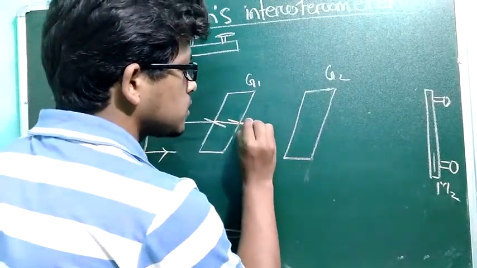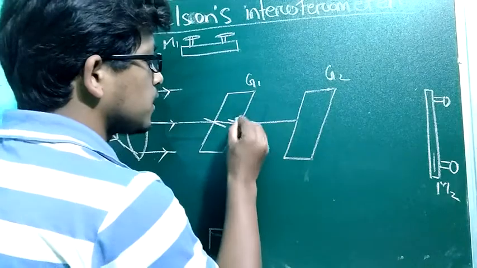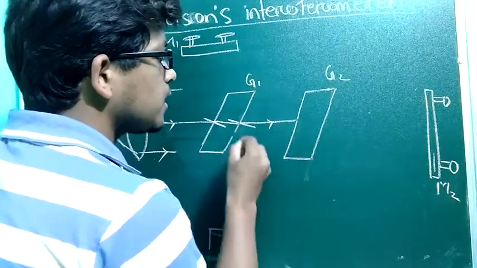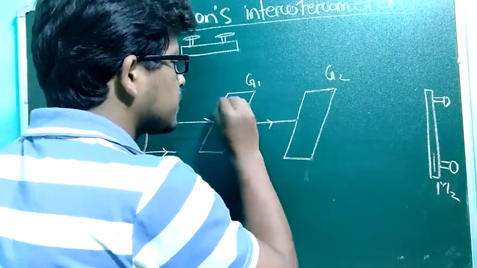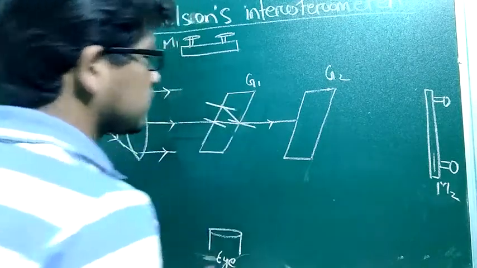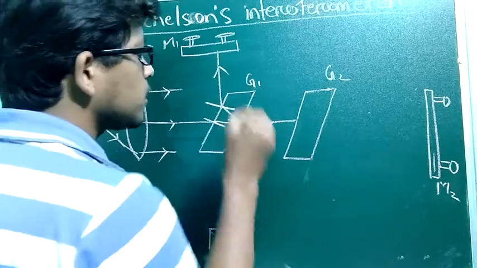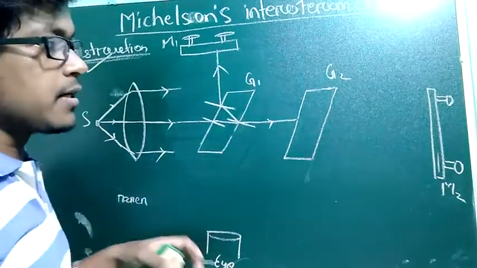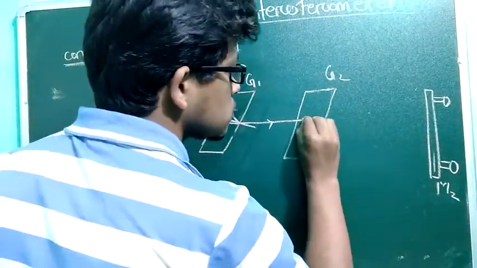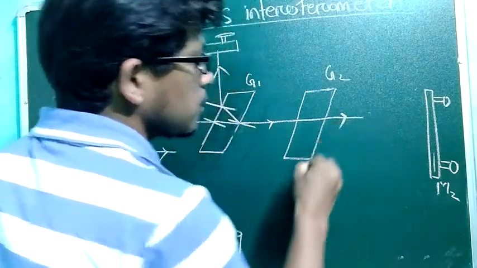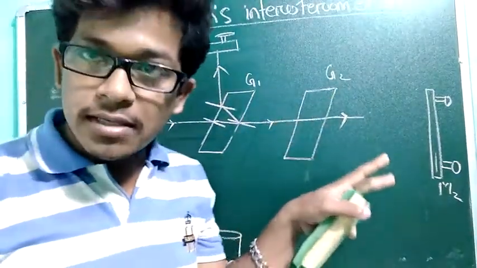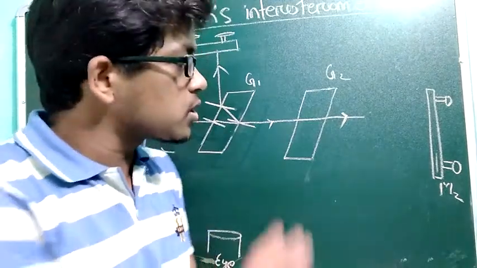Try to follow me, students. So light went this way. Part of the light is transmitted, part of the light is reflected. So one more normal I will draw here. This part went to mirror M1, this part is transmitted. So this will cross, because the back of this one is not silver, not semi-silver also. This is completely free.